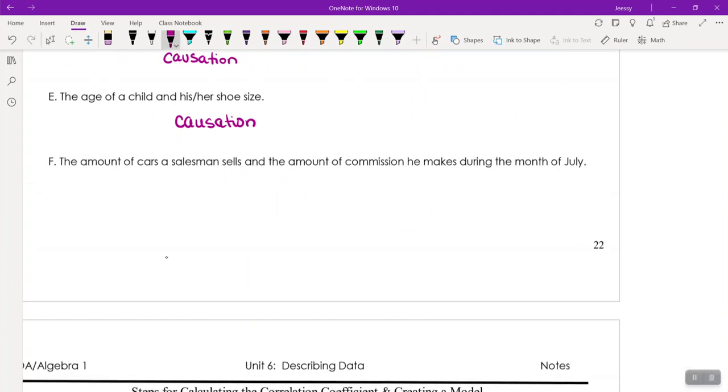All right, now this one. The amount of cars that the salesman sells and the amount of commission that he makes. Is this just correlation or is there causation? Yeah, correlation, because he might not make anything. He might not sell any cars. But it says here the amount of cars that he sells and the amount of commission that he makes. So the way the salary of a salesperson works, the more cars he sells, the more commission he makes. So it's causation, okay? Not selling causes no commission. Selling cars causes commissions.